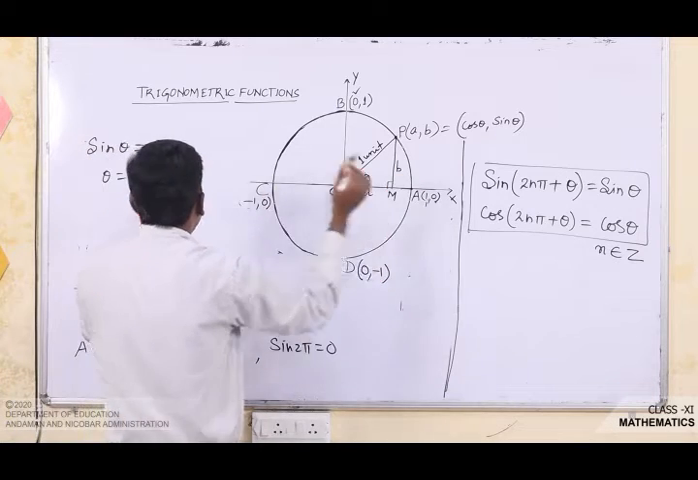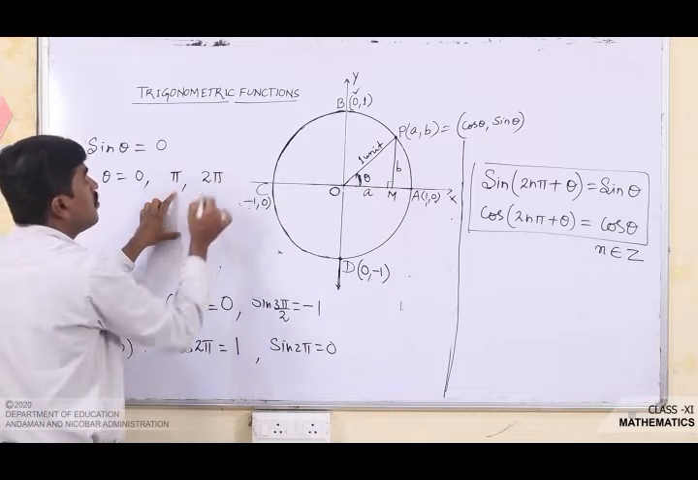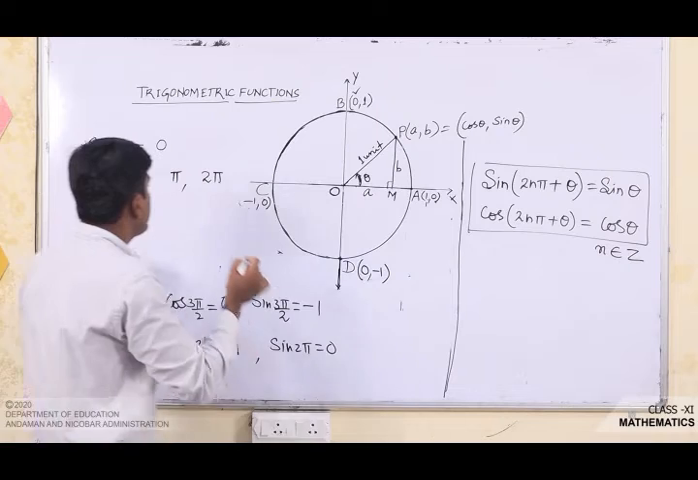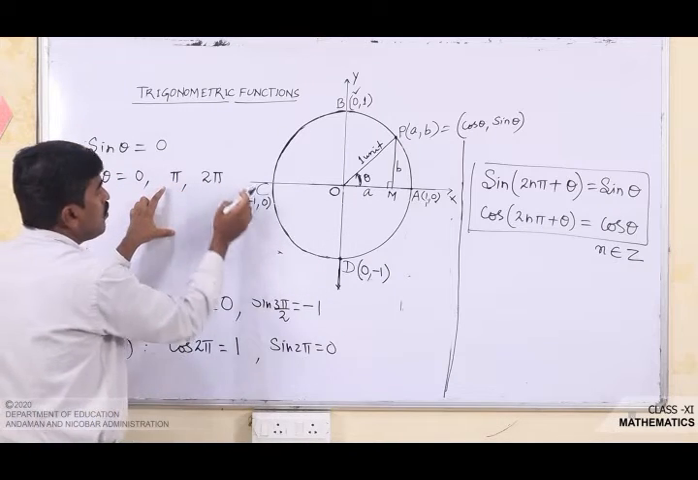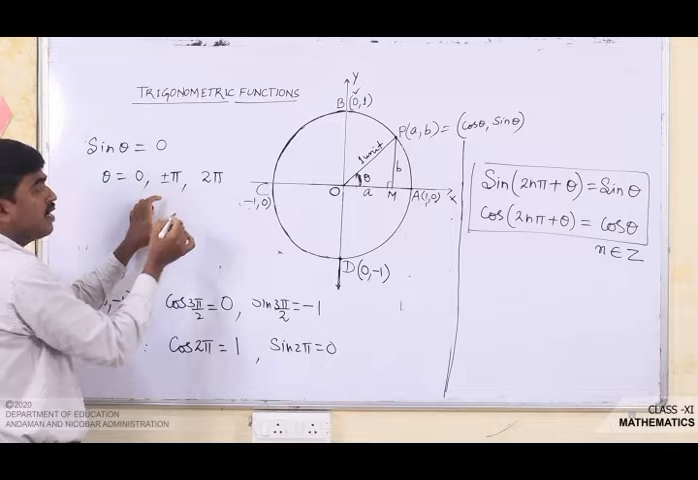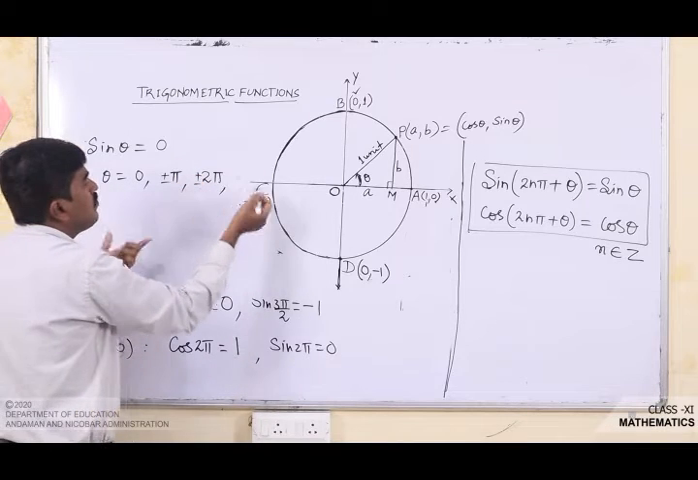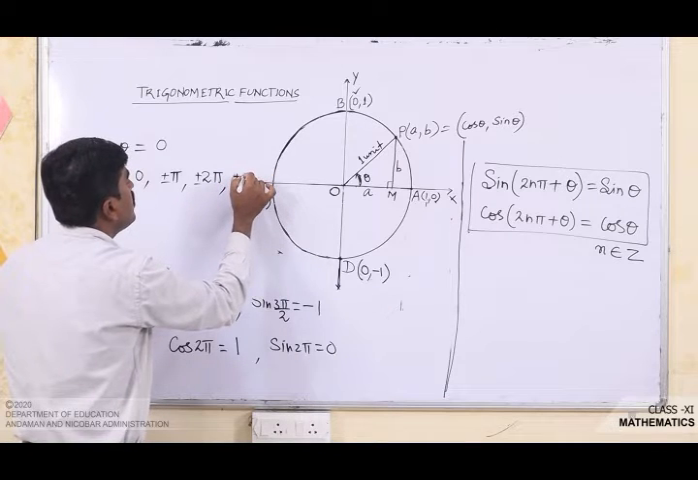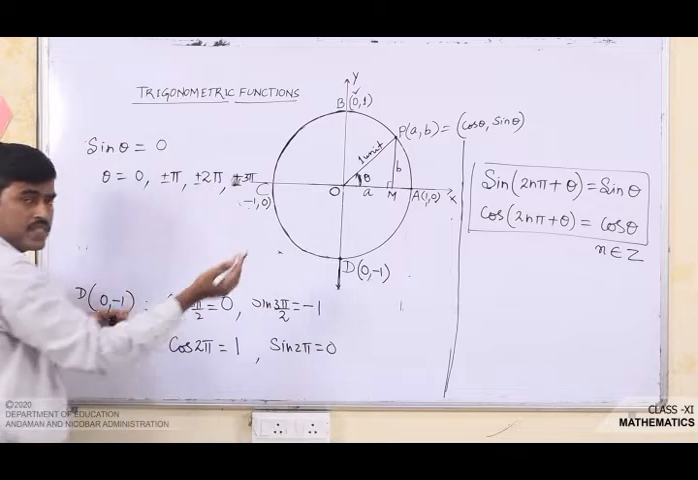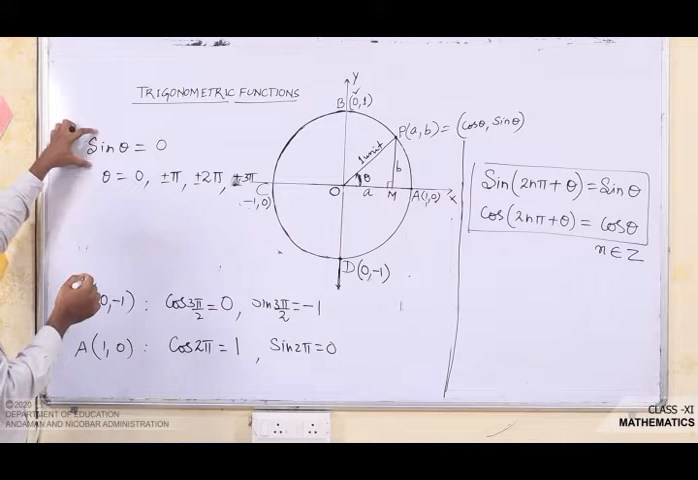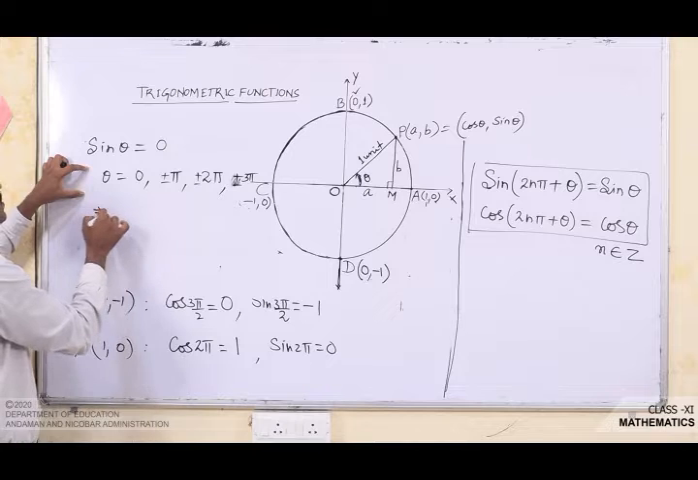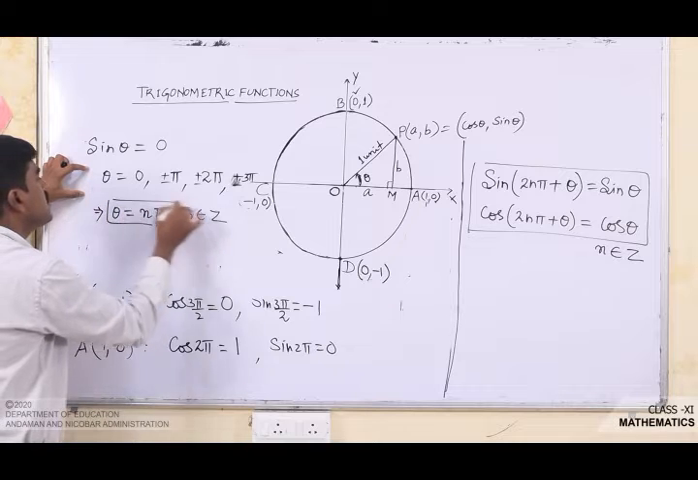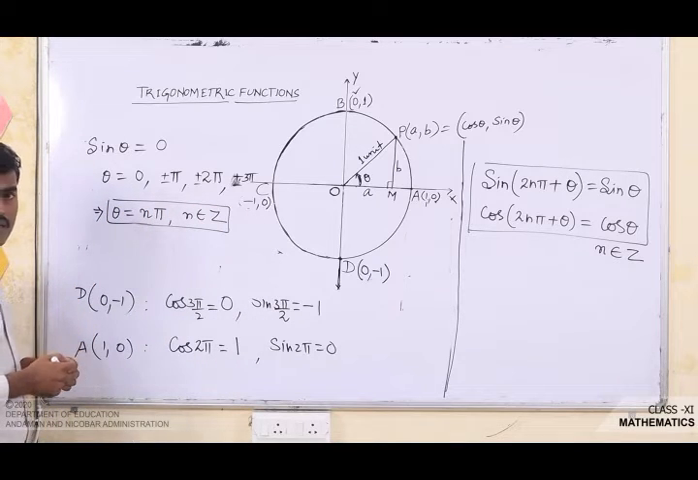Similarly, if we complete one revolution for angle 2 pi, or if we rotate clockwise, then also we get 0, then it will be minus pi. So we can write plus minus pi or plus minus 2 pi. Similarly, if we rotate further, we will get plus minus 3 pi, plus minus 4 pi. So in general, sin theta is equal to 0 implies theta is equal to n pi, where n belongs to Z.